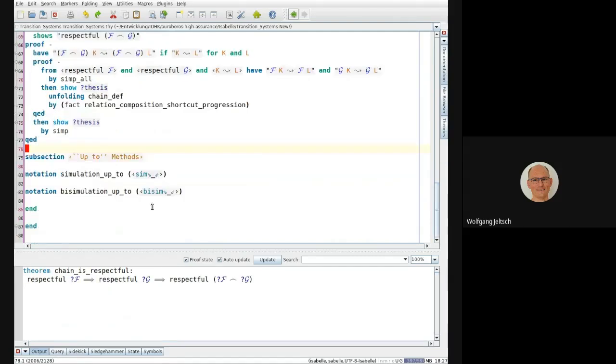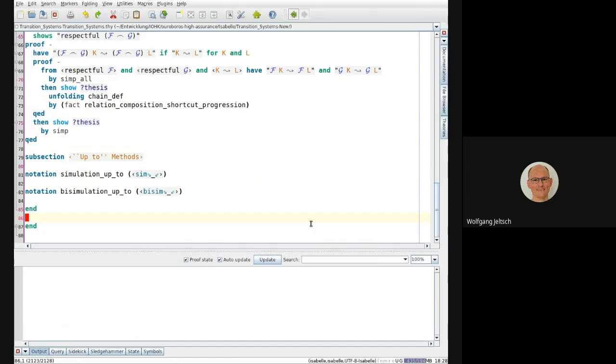Okay, regarding up-to methods, there's not much to say. It's just, again, that we want to use the same notation as in the general case. So this simulation up to some function f, where the function f comes here and is written as a subscript. This had been introduced for the general case. It's also used here. And this concludes the discussion of transition systems.